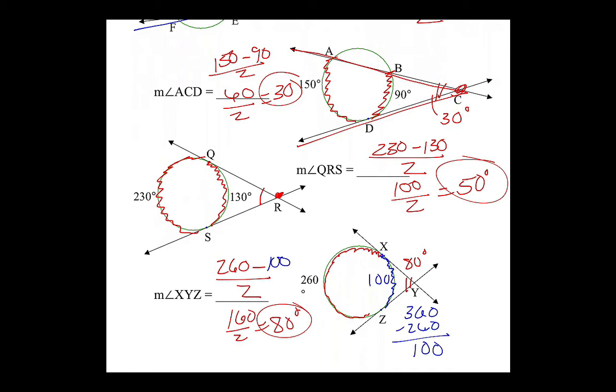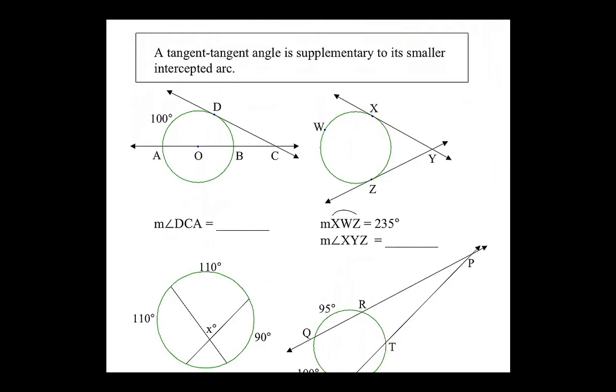Now if you look at those two numbers, there's a unique relationship here. The angle was 80 degrees, and the arc right next to it was 100. Well, when you add them, you get 180, which means those two numbers are supplementary. So we get a very nice theorem that says if you have a tangent-tangent angle, it's always supplementary to the smaller intercepted arc that's right next to it.